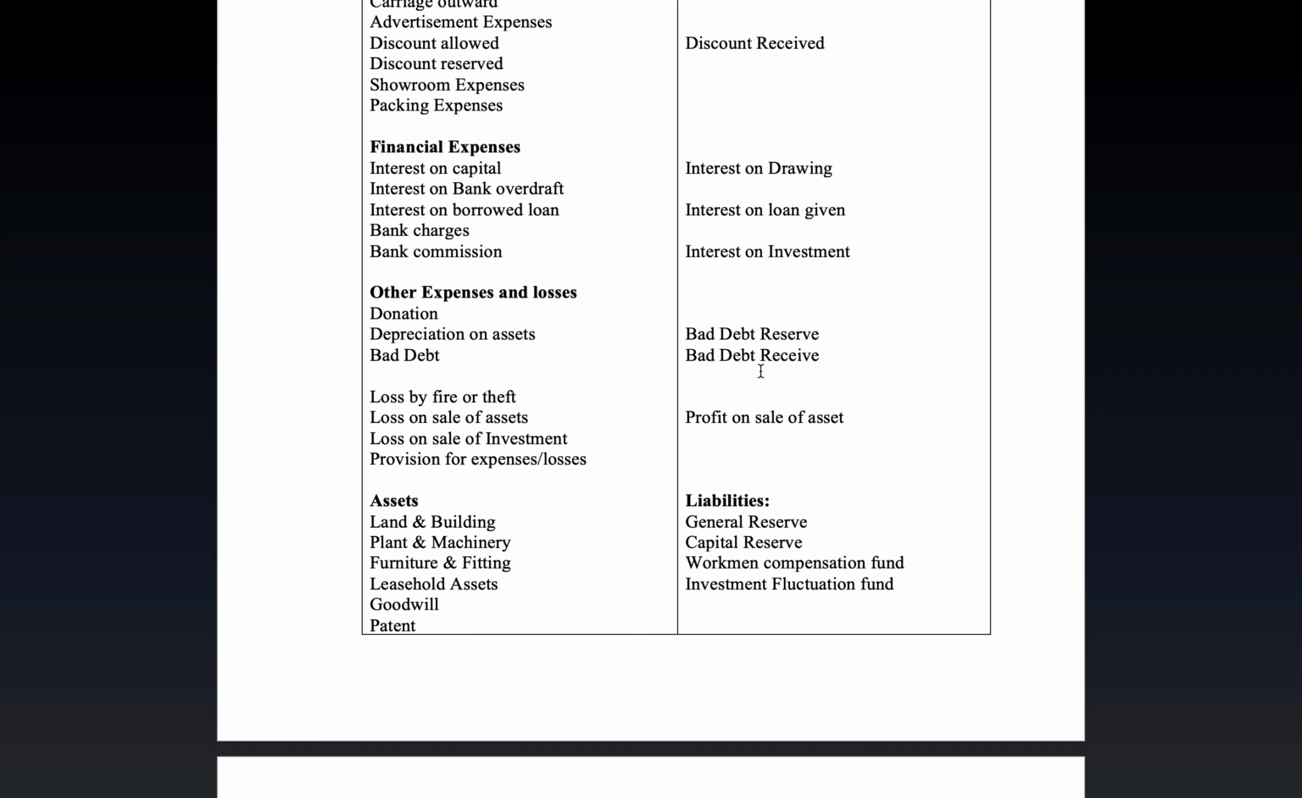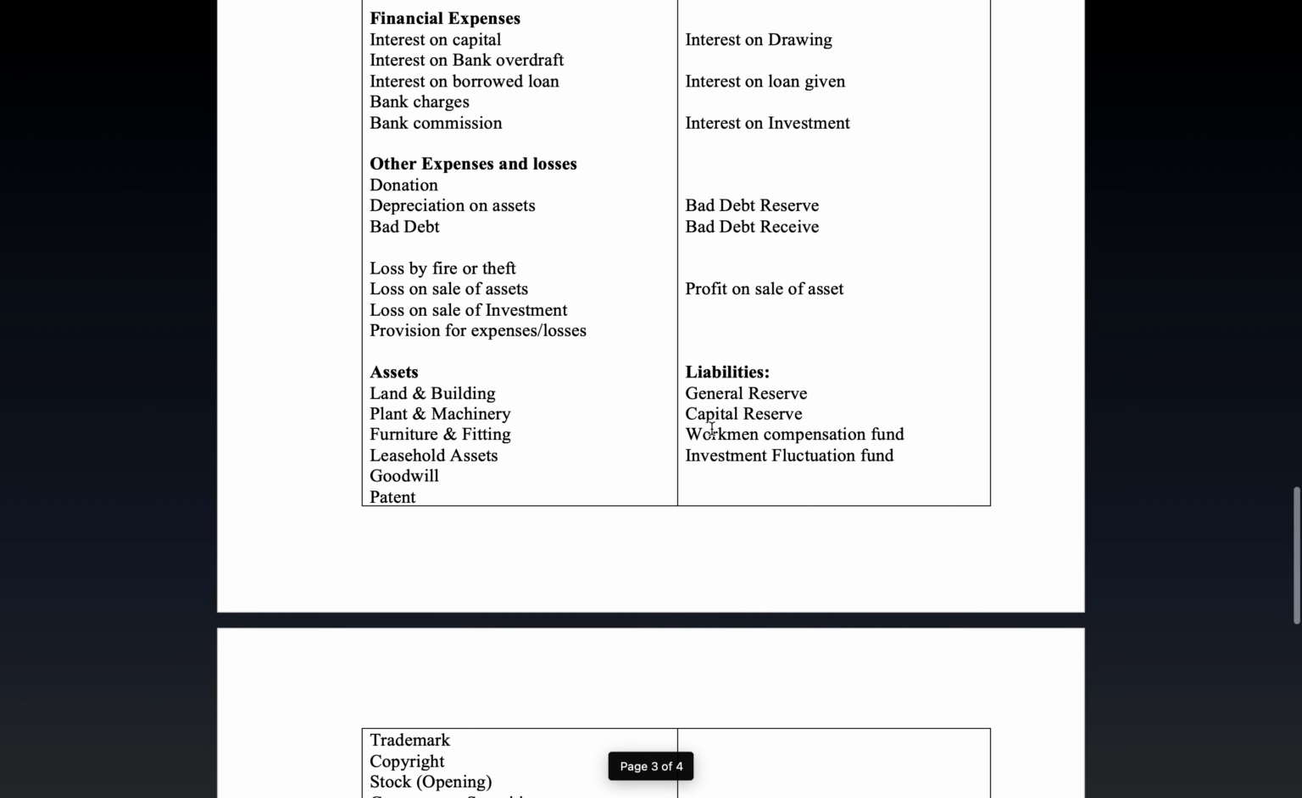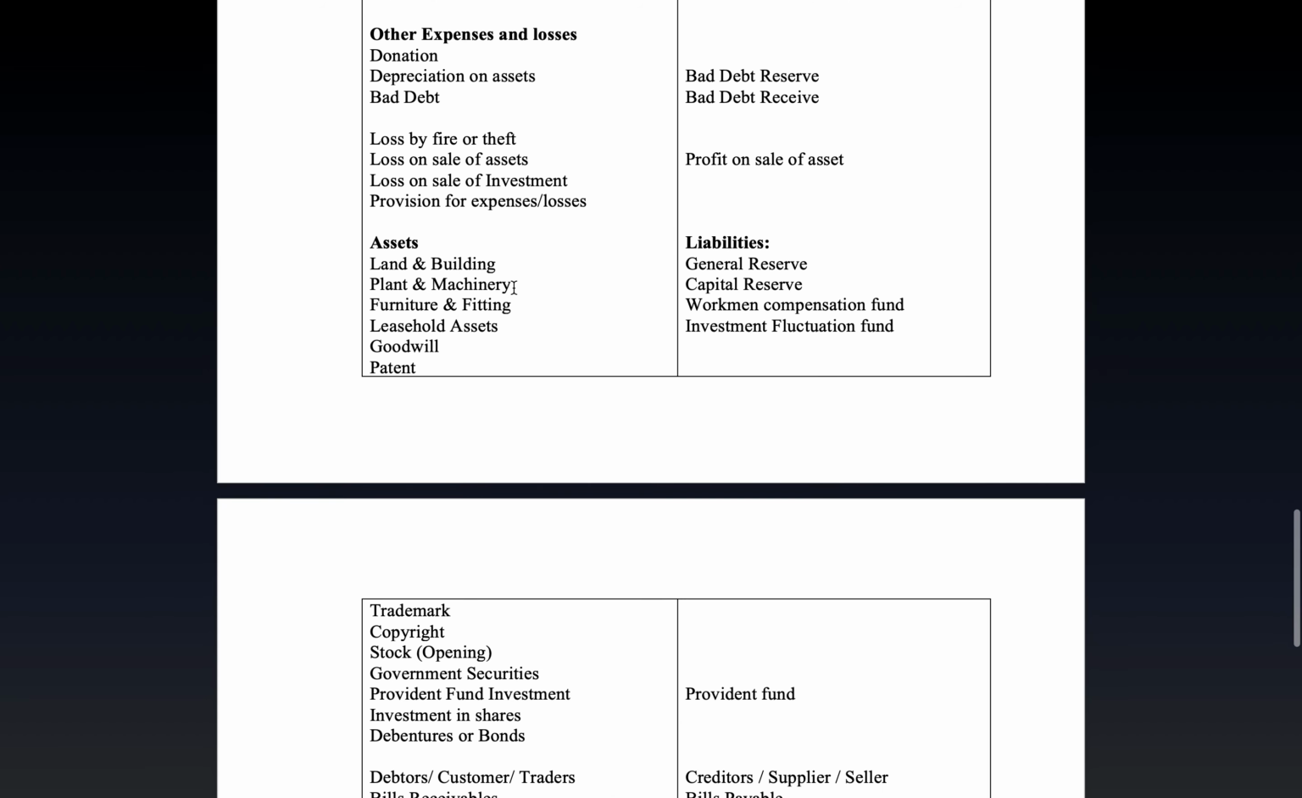So as per the nominal rules also you will understand that expenses and losses remain on the debit side of the trial balance, and on the credit side profit and income. Here I wrote loss on sale of asset, whereas profit comes on sale of asset on the credit side. Next is asset and liability. Here you can see on the debit side land and building, plant and machinery, furniture and fitting, leasehold asset, goodwill, patent, trademark, copyright, stock, government security, provident fund investment, investment in share, debenture or bonds.